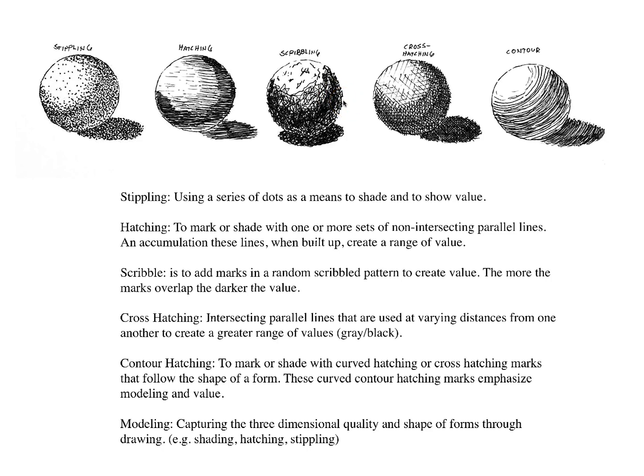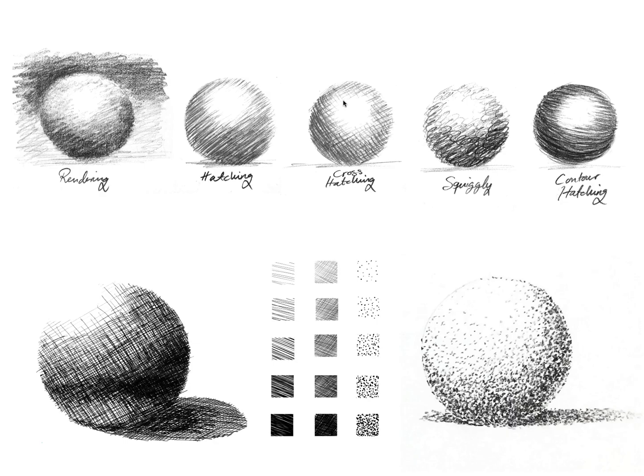Modeling, to capture the three-dimensional quality and shape of forms through drawing, e.g. shading, hatching, or stippling. So any of these methods can show modeling. I believe that scribbling and contour are closer to showing modeling, but obviously any of these methods, cross-hatching, stippling, hatching, can also show modeling.